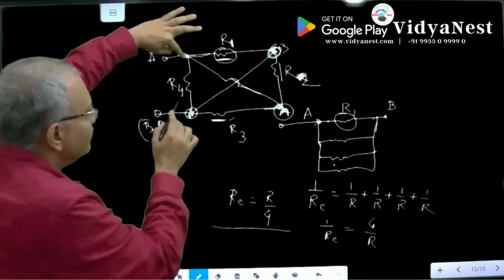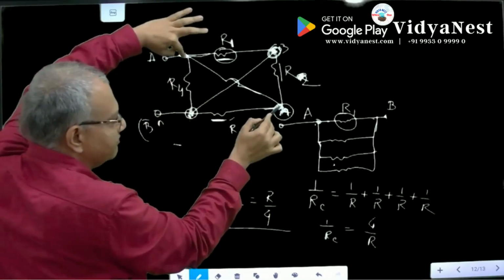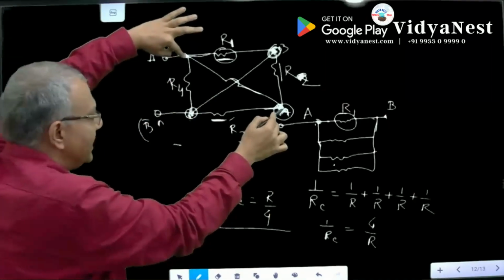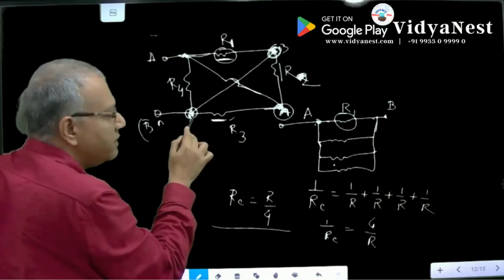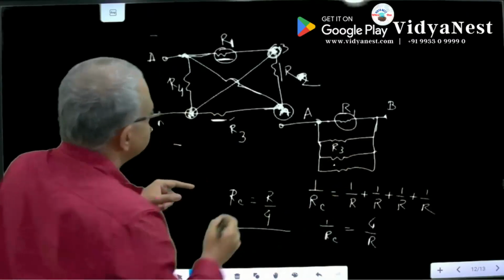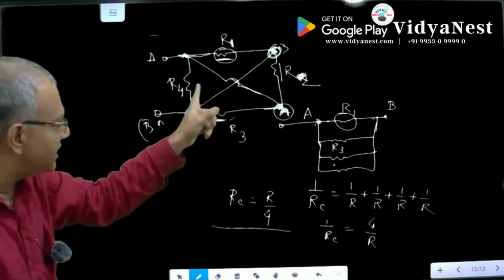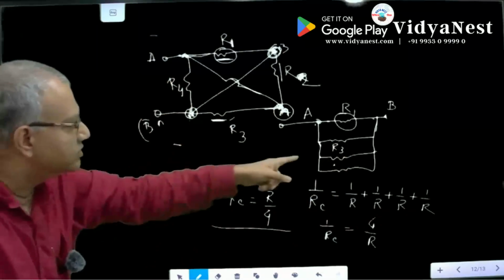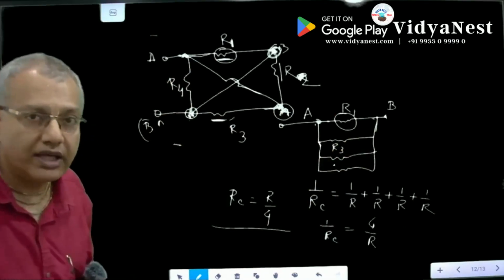Naturally, you can see that from A, I'm just going to come to this point A. Crossing this, I'm going to get point B. So this I can call R3. From A, crossing this resistance, I'm going to get B. This is R3 connected.